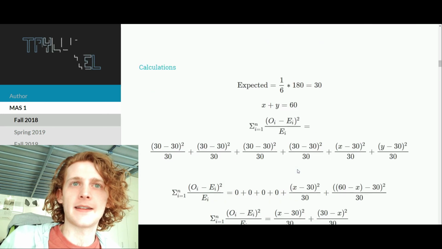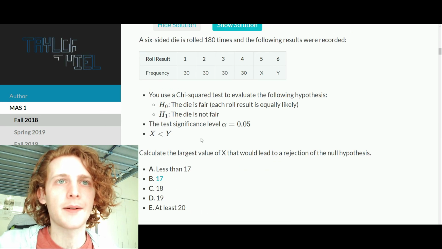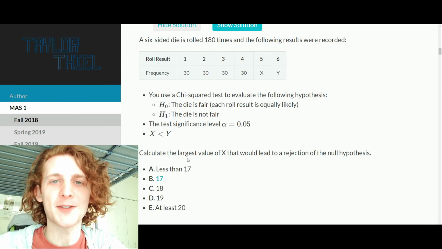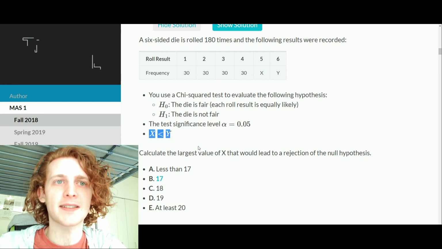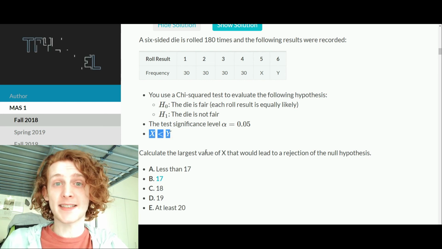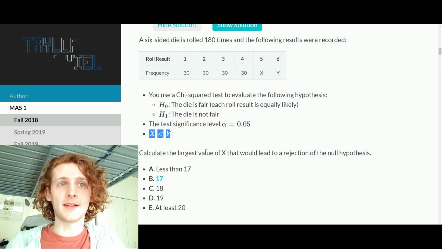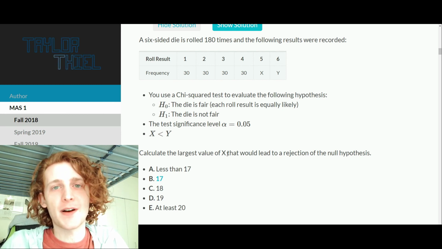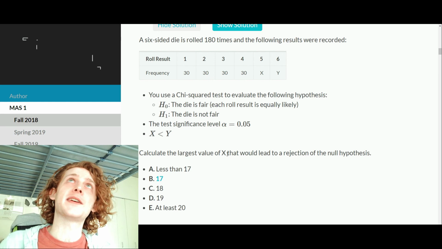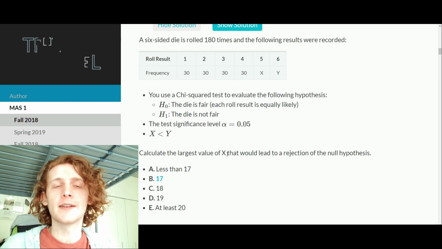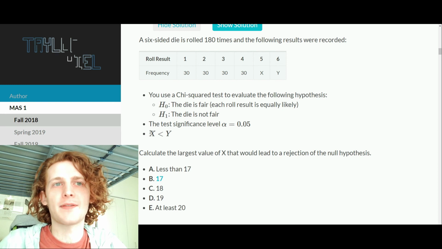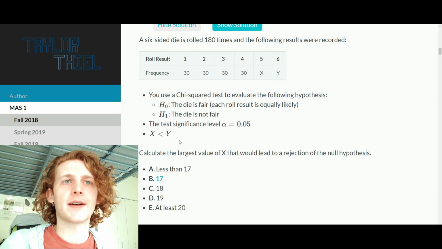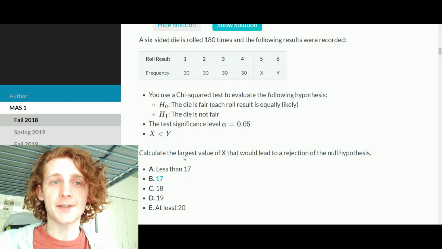Additionally, this is why we need within the problem that x is less than y, and calculate the largest value of x. Because if we didn't have x is less than y, then x could be 60, and that would definitely be statistically significant. They could have also said x is greater than y, and then what's the smallest value of x? Then we would get, what would that be, 60, that'd be 43. But that's why they have this inequality here, because they want to specify they want the smaller of the two values. So we get an answer of 17, and that corresponds to B.